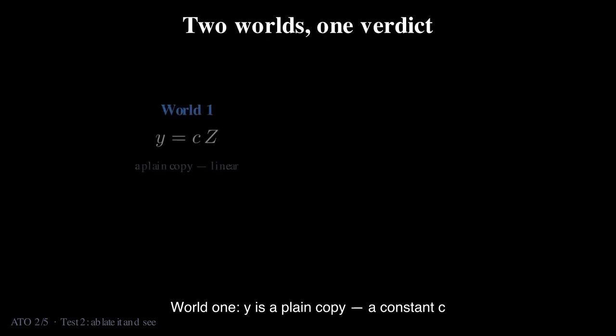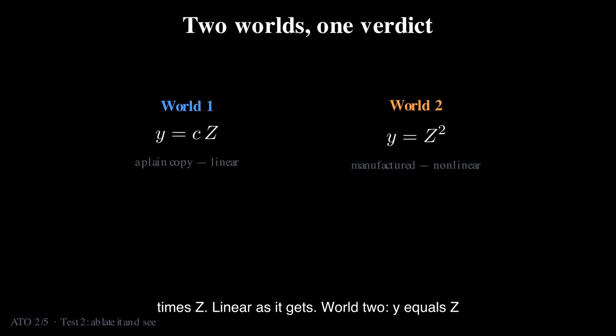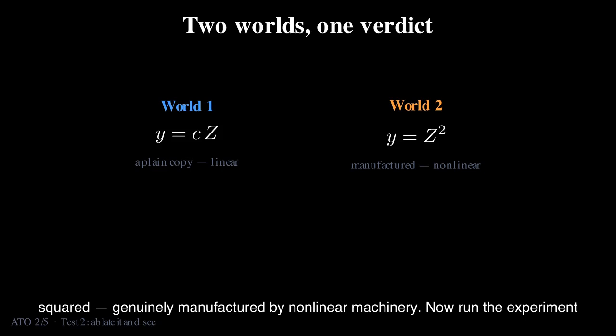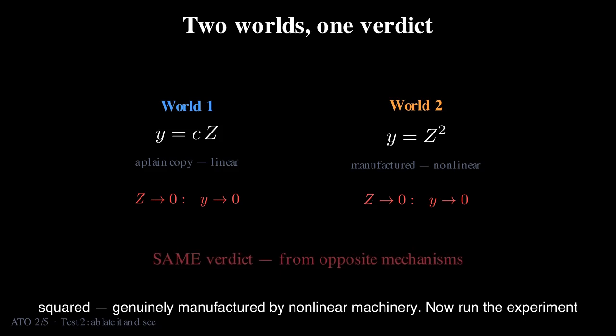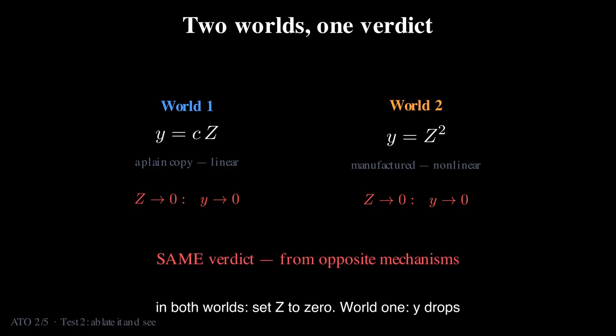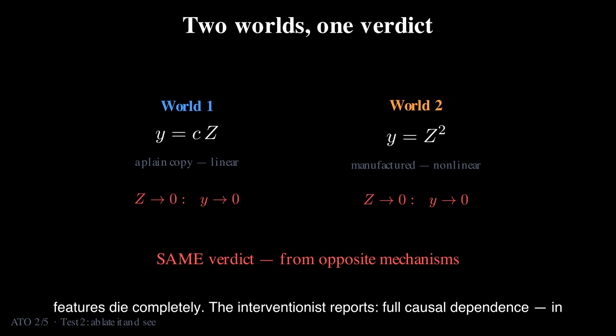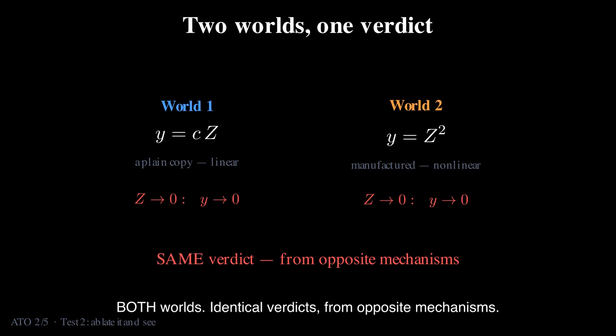World 1. Y is a plain copy, a constant C times Z, linear as it gets. World 2. Y equals Z squared, genuinely manufactured by nonlinear machinery. Now run the experiment in both worlds. Set Z to 0. World 1: Y drops to 0. World 2: Z squared also drops to 0. Both features die completely. The interventionist reports full causal dependence in both worlds. Identical verdicts from opposite mechanisms.